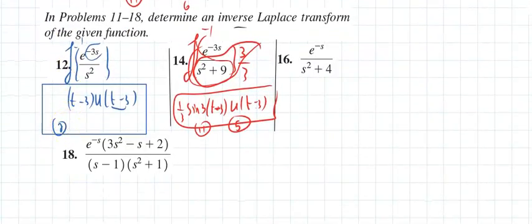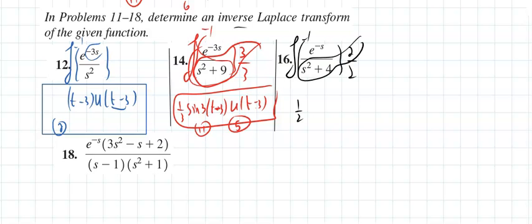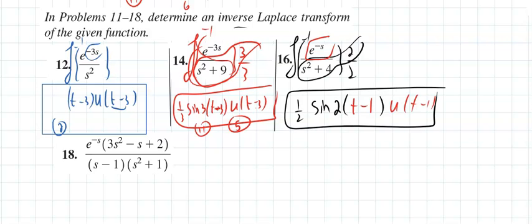Alright, and how about this problem? If I apply the inverse, I should multiply by 2 and divide by 2 because this is a sine again. It's 1/2. It should be the sine of 2t, but instead of 2t, since I have a shift of t minus 1, I should make that t minus 1. That's probably the easiest way around this.